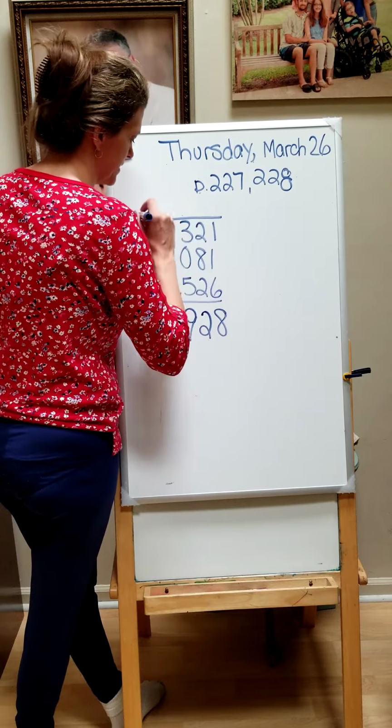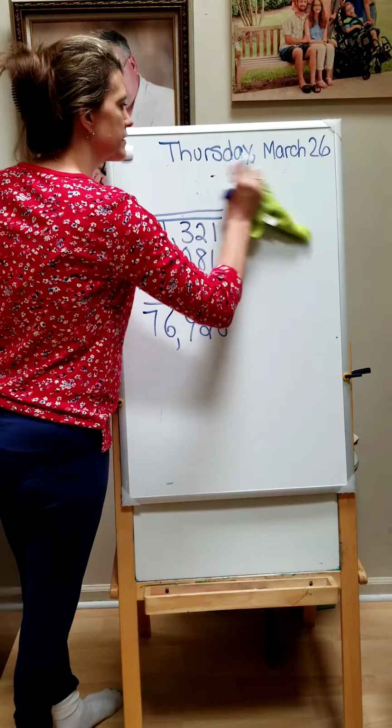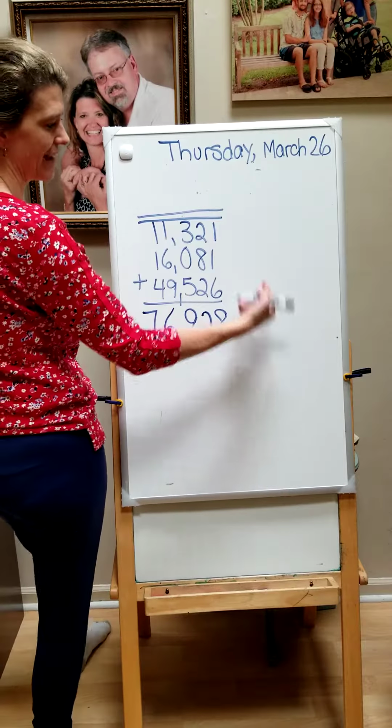Now, if I'm going to check it, the way that we are taught to check it is you put 2 lines up top here and you add going up. Okay, so just ignore down here, and let's go add going up.